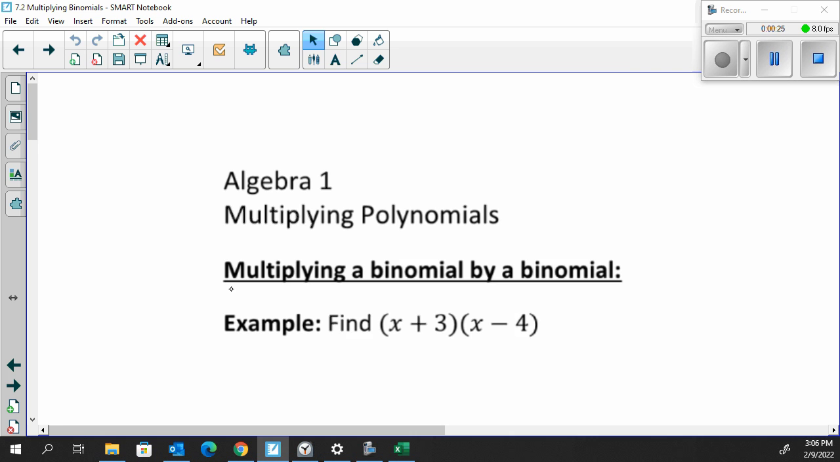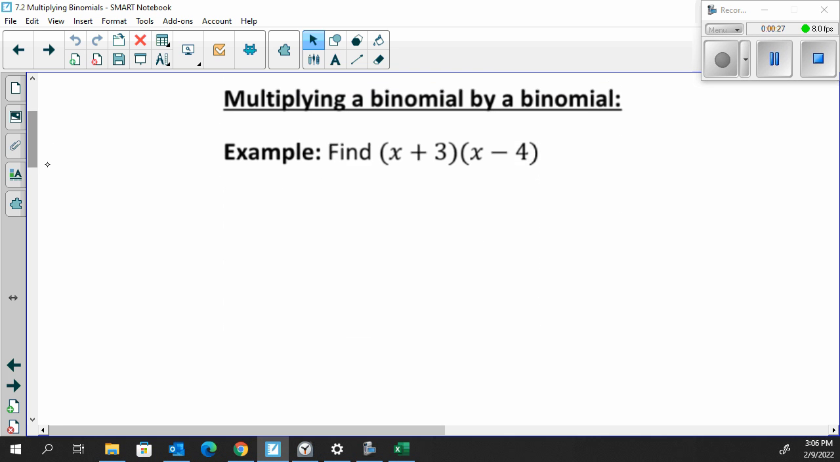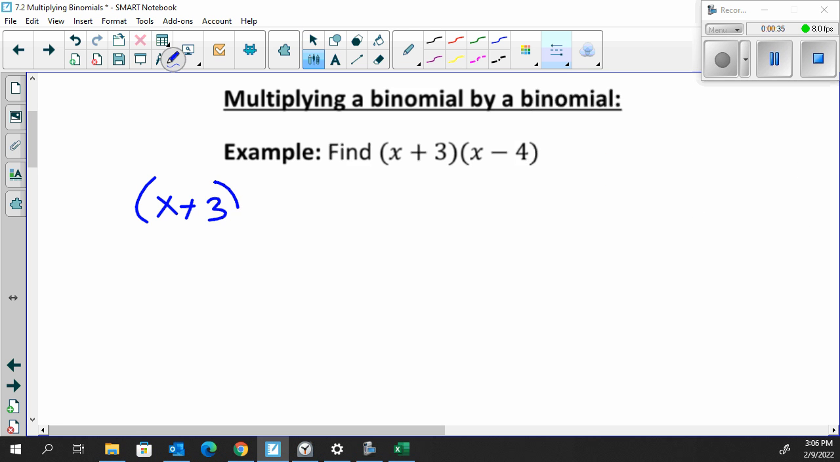So let's say we are trying to do this. X plus 3 times x minus 4. Basically, guys, we're going to do the same thing we did on these. We're going to distribute stuff, but we just have two things to distribute now. And that's really the only difference. So I need to distribute this into both these pieces, and then I also need to distribute this into both these pieces. So it's just distributing. There's just two things to distribute now. So let's just get started with this.